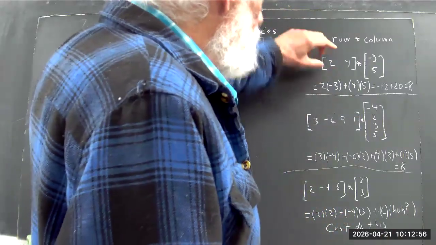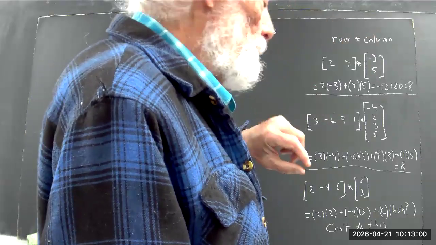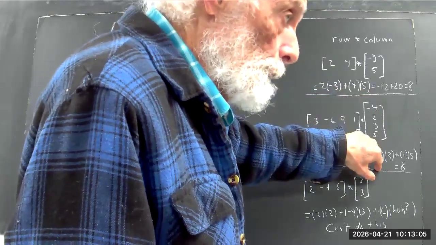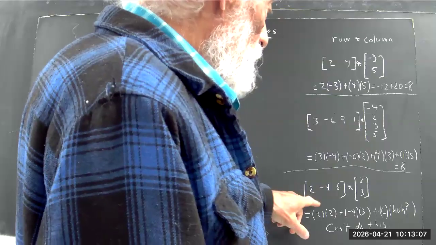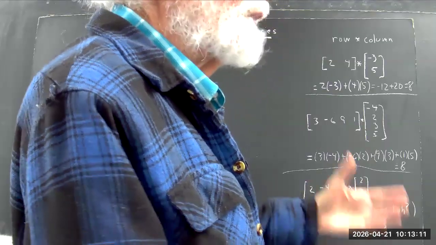Here, the first example, we had a row of 2 and a column of 2 numbers. Second example, we had a row of 4 numbers and a column of 4 numbers. Third one, we have a row of 3 numbers and a column of 2 numbers. They don't match up.